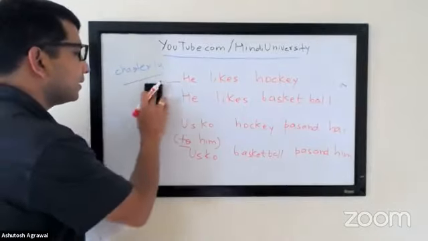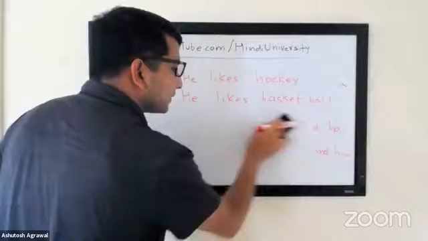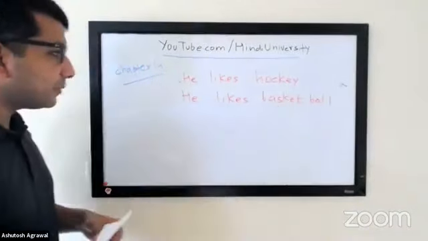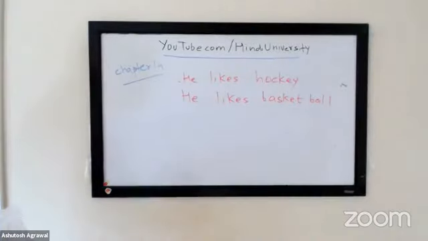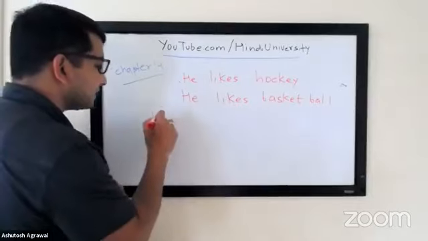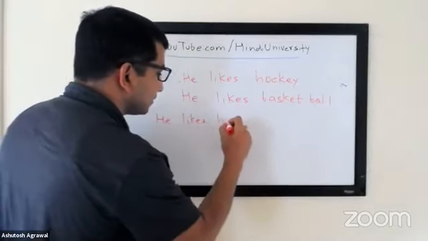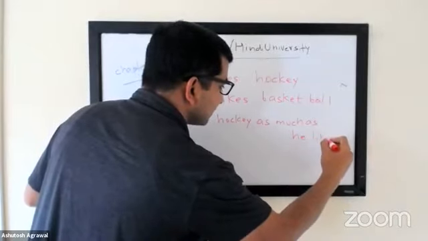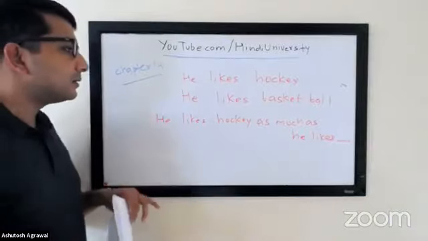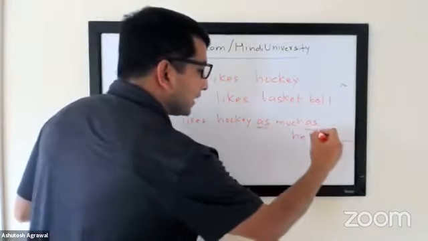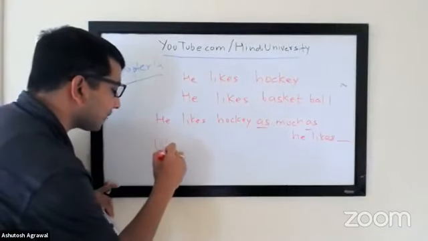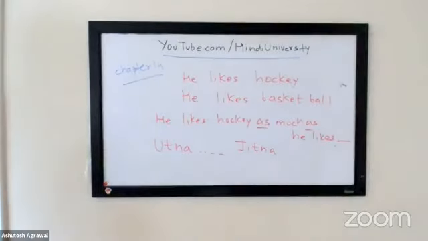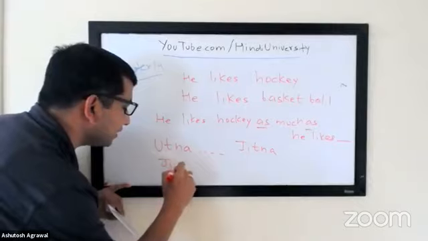But now, let's say you want to show the similarity that he likes hockey as much as he likes basketball. It's fairly common. You say that in English, and I'm sure in other languages as well. Basically, he likes hockey as much as he likes the other game, basketball. In English you have "as" and "as." For Hindi you have utna, jitna. This is the construction we use. Sometimes they use it interchangeably, jitna, utna.